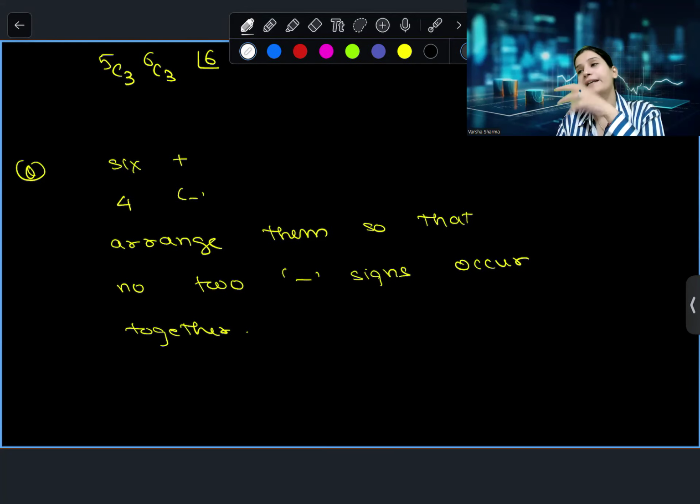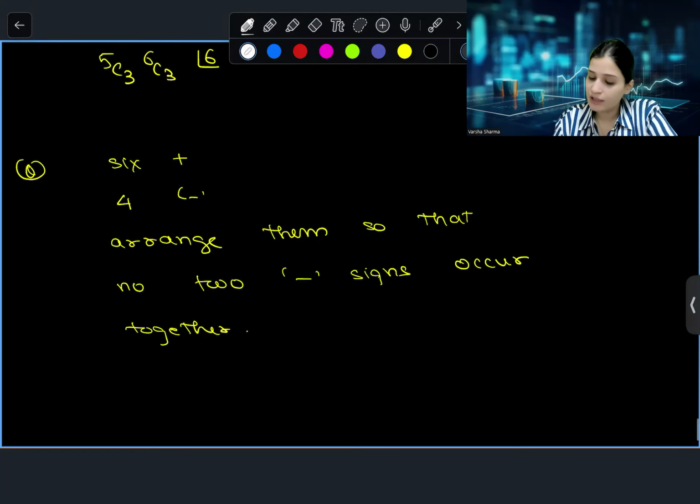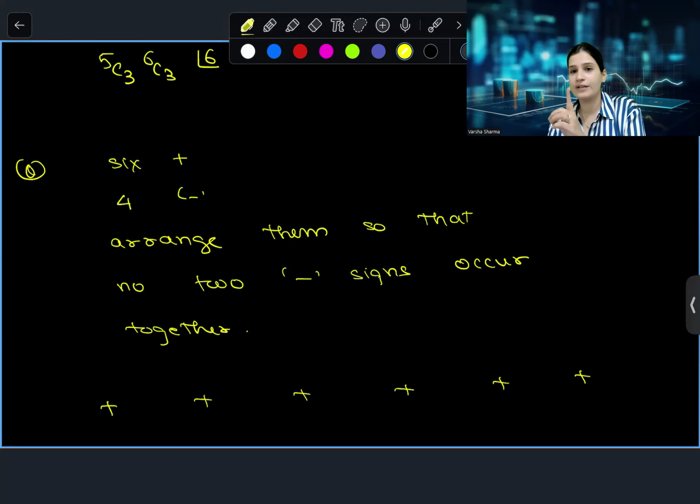See, plus signs are all identical to each other. It's not persons. I haven't given you 6 boys and 4 girls. In that case, it would have mattered which boy is sitting where. Right now, they're all symbols, all identical to each other. So first you make all the plus signs sit. All the plus signs can sit in how many ways? 1, 2, 3, 4, 5, 6. Only one way.